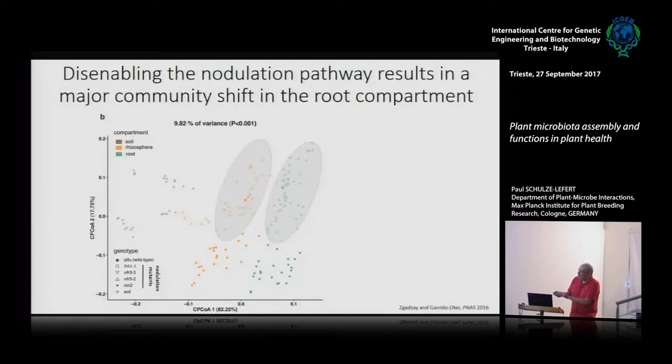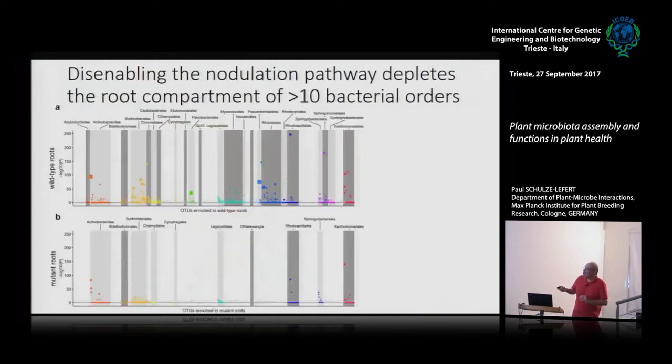This is, again, a principal component analysis. This is the community in unplanted soil. Now, this is the root community of wild type and the rhizosphere community of wild type. And these are the communities that we detect in roots and the rhizosphere of the nodulation mutants. It clearly shifted, right? And it explains almost 10% of the variation. It's a substantial community shift. So what this tells you is that genes that are necessary in the host to establish a binary symbiosis with these nitrogen-fixing bacteria are also required for the proper organization of the root microbiota.